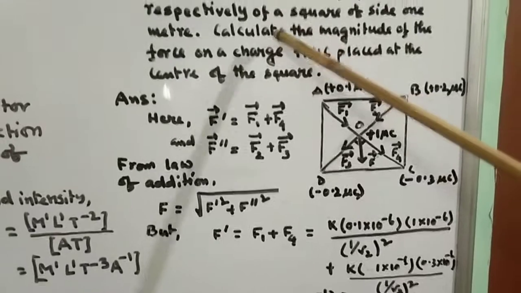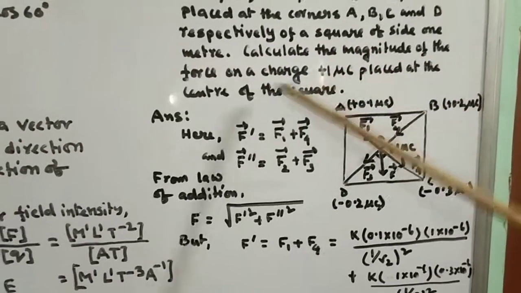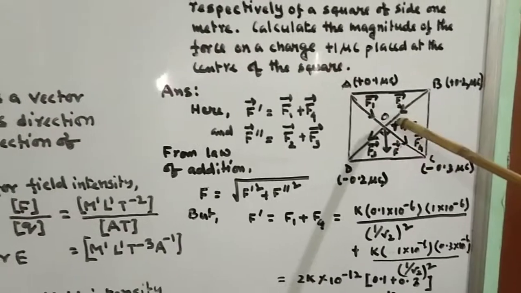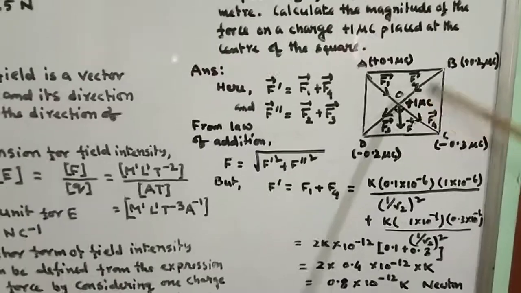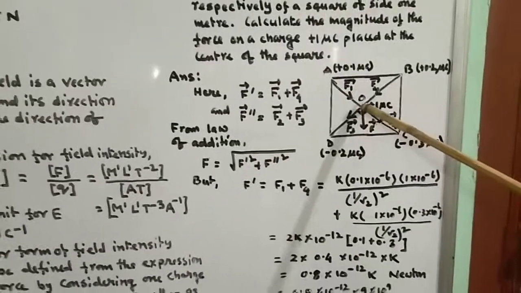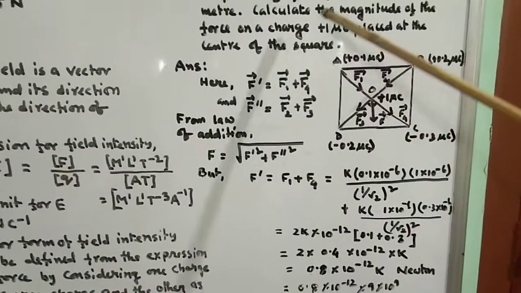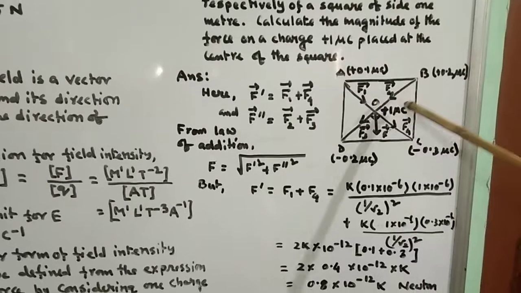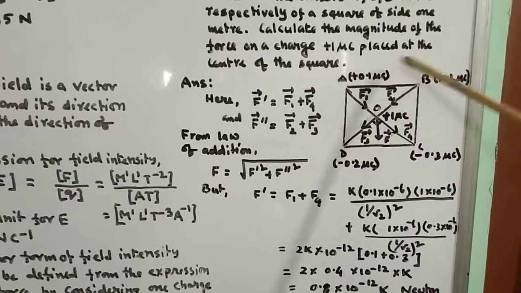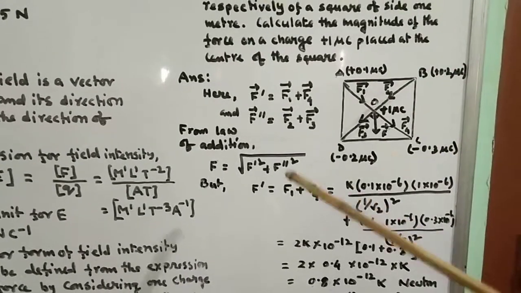So what you have to find: calculate the magnitude of the force on charge plus 1 microcoulomb placed at the center of the square. So you have to find out the center of the square. The center of the square is nothing but the intersecting point of the diagonals. So this is your center of the square, and here you have to place the charge 1 microcoulomb. So you have to find the force on 1 microcoulomb by each of these charges which you have placed at A, B, C and D.